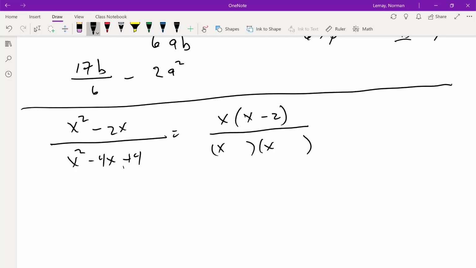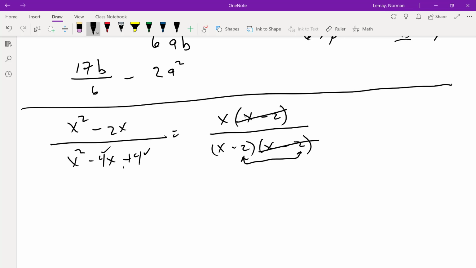So now the question is, what are the factors of positive 4 that add up to negative 4? I think we can both agree that we're going to get a minus 2 in both of those slots. Let's just double check. Notice that negative 2 times negative 2 becomes our positive 4, and minus 2 plus minus 2 becomes our negative 4 when we add those together.